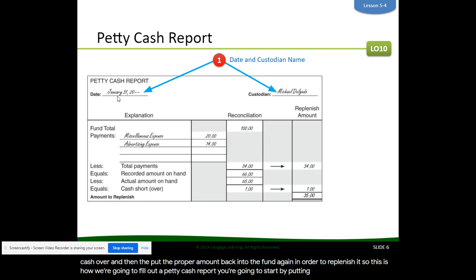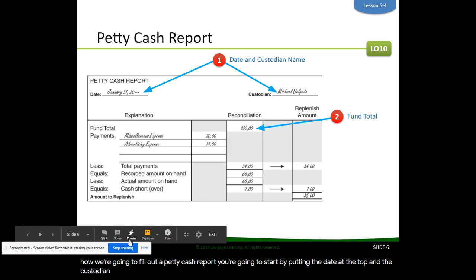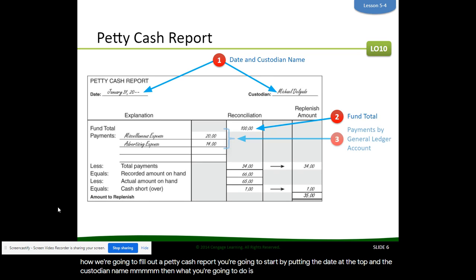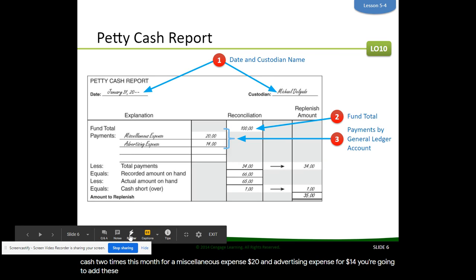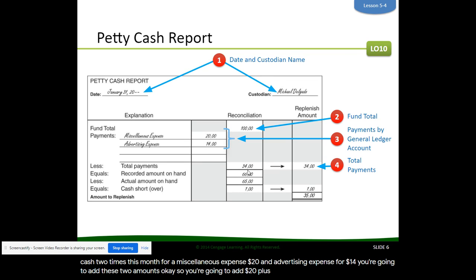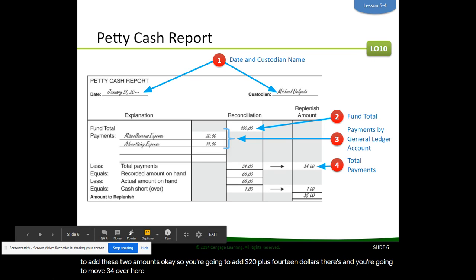So, this is how we're going to fill out a petty cash report. You're going to start by putting the date at the top and the custodian name. Then, what you're going to do is write any payments that you made. So, anything that you have a petty cash slip from, you are going to put here. So, we used petty cash two times this month for a miscellaneous expense $20 and advertising expense for $14. You're going to add these two amounts. Okay, so you're going to add $20 plus $14. That's going to give you $34, and you're going to move 34 over here as well.